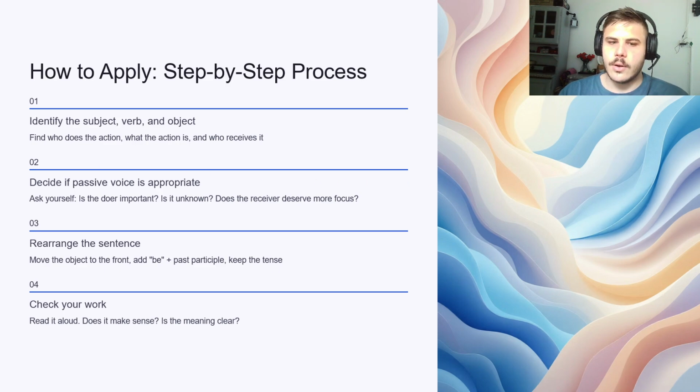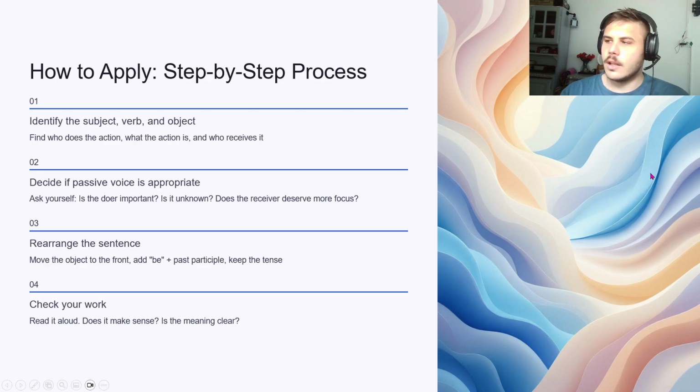Now, the application here will be identifying the subject, verb, and object, and then deciding if passive voice is appropriate. Next, rearrange the sentence using the correct structure, and finally check if the sentence makes sense.